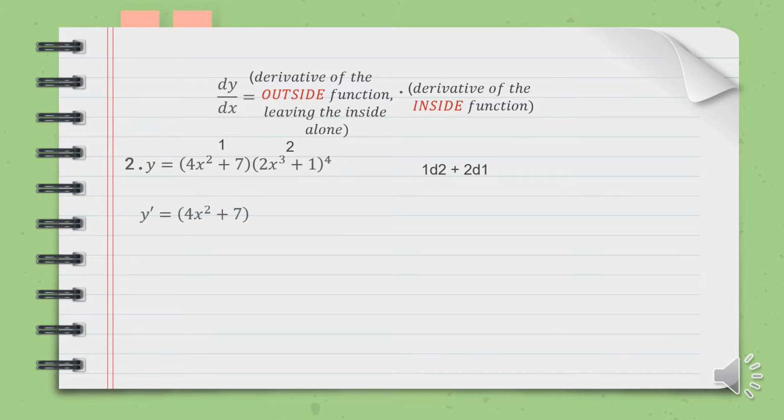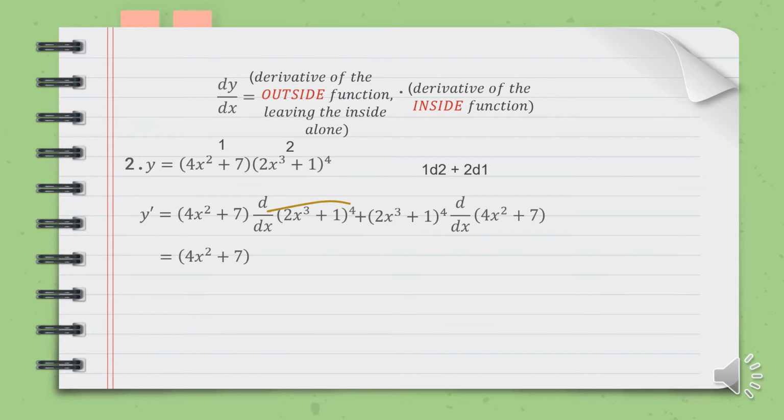So, y prime is equal to the first factor multiplied to the derivative of the second factor, which is 2x cubed plus 1 raised to 4, plus the second factor multiplied to the derivative of the first factor. Simplify natin yan by finding the derivatives. So, y prime is equal to 4x squared plus 7. Kopyahin lang natin. Then, hanapin natin yung derivative ng ating second factor.